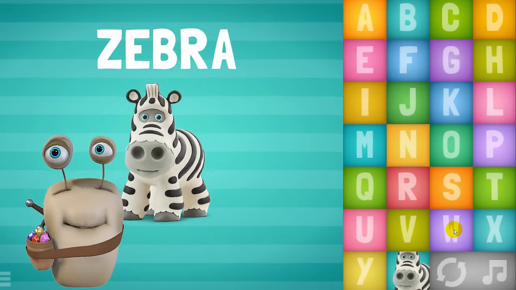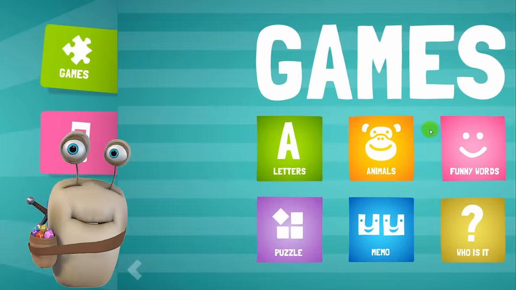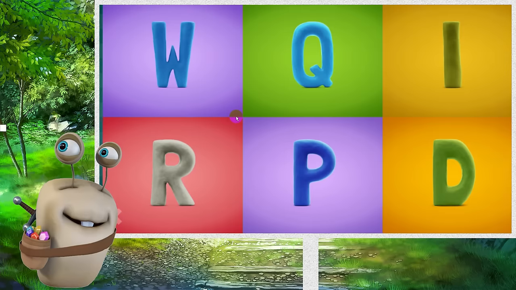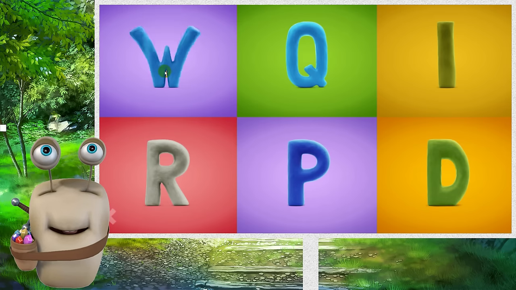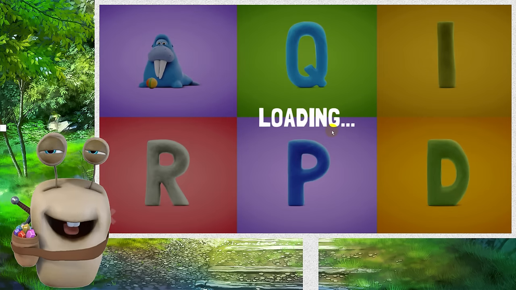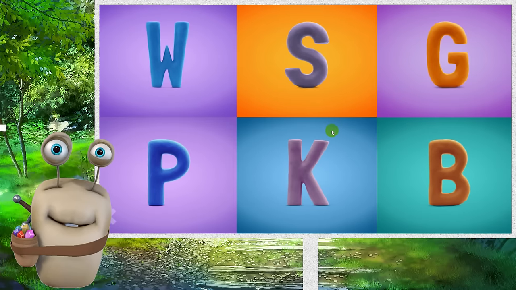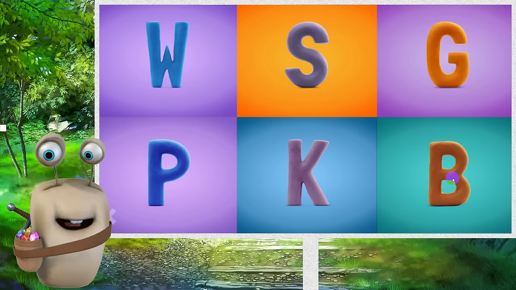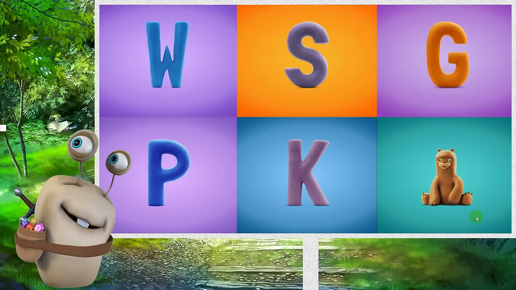We did it! Let's look at other games. Let's try this one. Letters. Which one of these letters is the letter W? Good for you! W, walrus. Point to the letter B. Letter B. Which one is B? I think this one. B is for bear. You're doing fantastic.